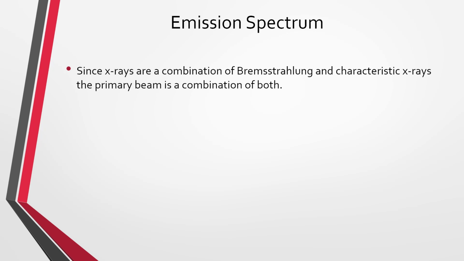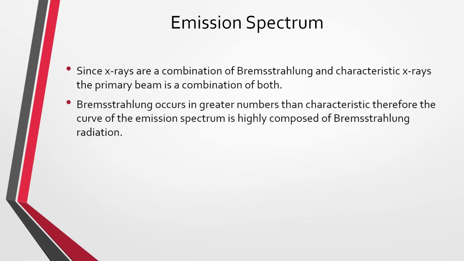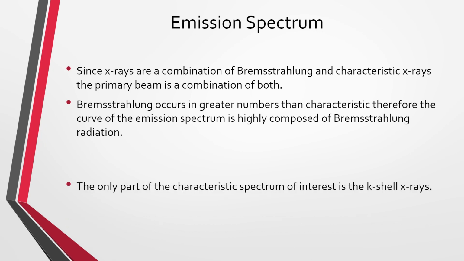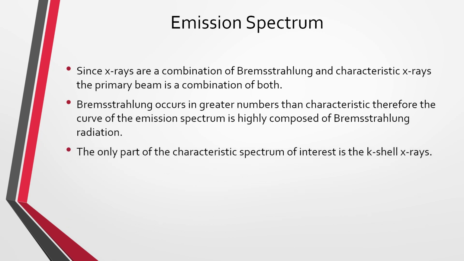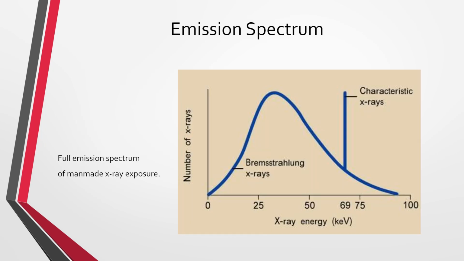Since the X-rays are a combination of Bremsstrahlung and characteristic X-rays, there is a combination of both. Bremsstrahlung occurs in greater numbers than characteristic, therefore the curve of the emission spectrum is highly composed of Bremsstrahlung radiation. They say something like 85% of the primary beam is Bremsstrahlung radiation. The other part of the characteristic spectrum of interest is the K-shell X-rays. As we discussed, these energies are represented by a single impulse at 69 keV. And we can see the full emission spectrum here, where the Bremsstrahlung is continuous and the characteristic X-rays are represented at 69 keV.